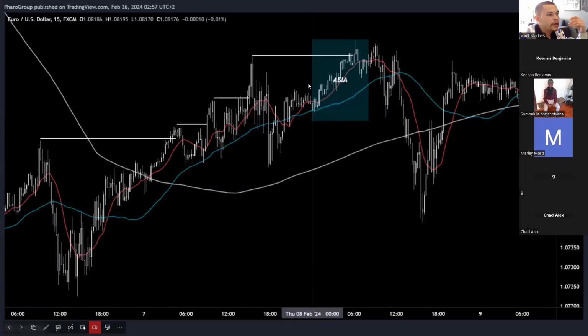Awesome, awesome. So here's a very good example. Here we can see Euro USD. This was actually on the 7th of Feb. Here we can see price. Okay, so if you go further back in time, you'll see what happens.